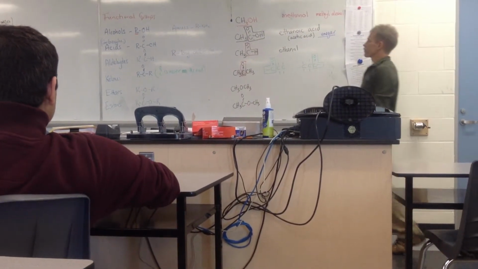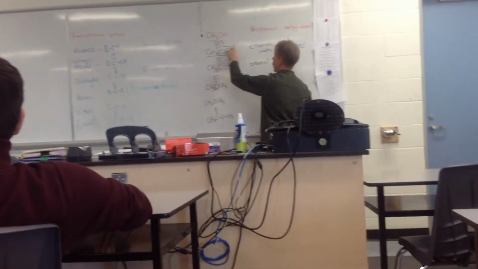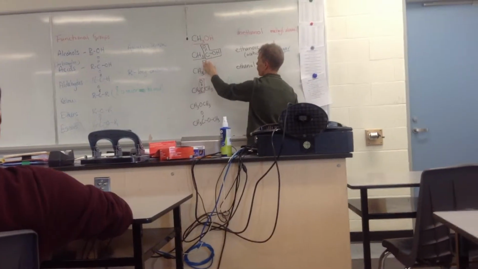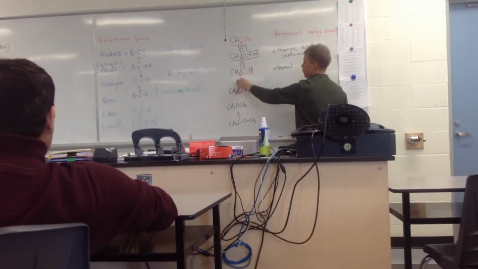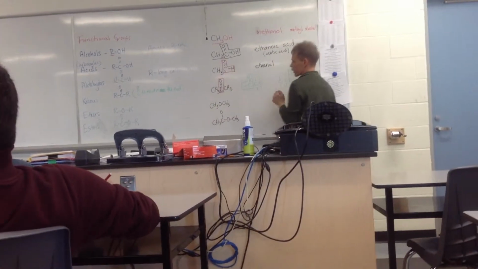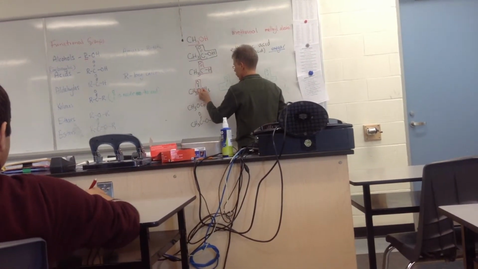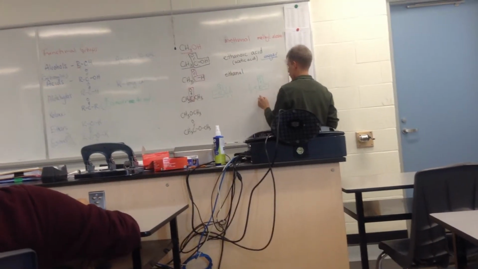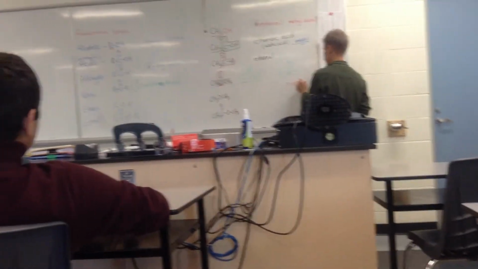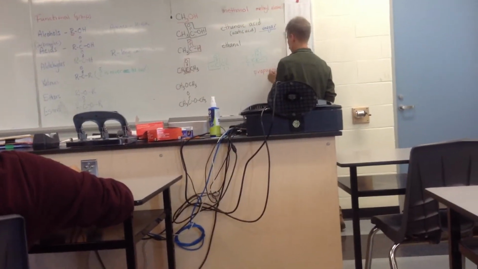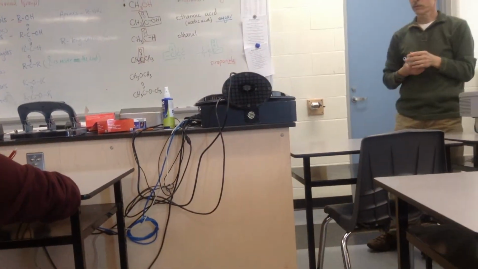So the third one, go back. Alcohol. C double bond O, acid. C double bond O with an H, aldehyde. C double bond O with something on either side of it is a ketone. So it's carbon 1, carbon 2, carbon 3, so it's pro-. Propane. Propanone. What's the third one?